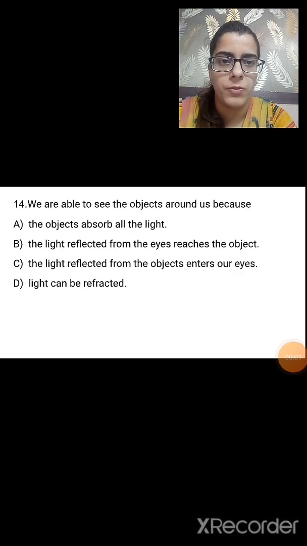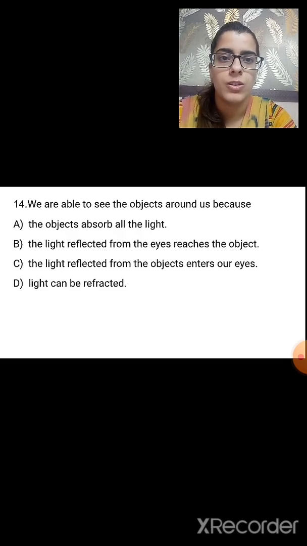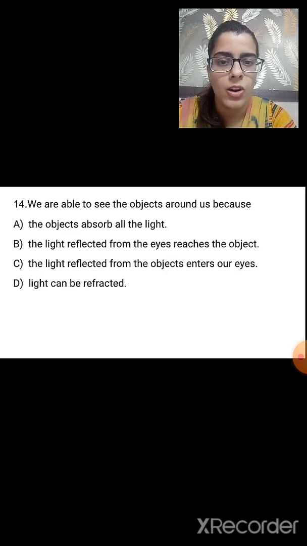Now, question number 14. We are able to see the objects around us because, you have to tell the reason why we are able to see the objects around us. So the options are A. The objects absorb all the light. B. The light reflected from the eyes reaches the object. C. The light reflected from the objects enter our eyes. Or D. Lights can be refracted.